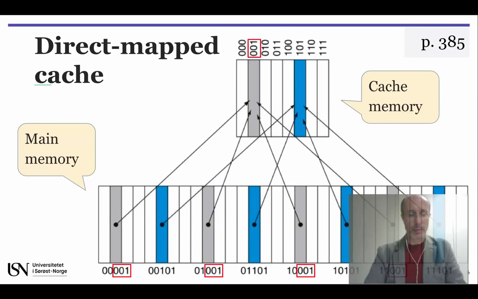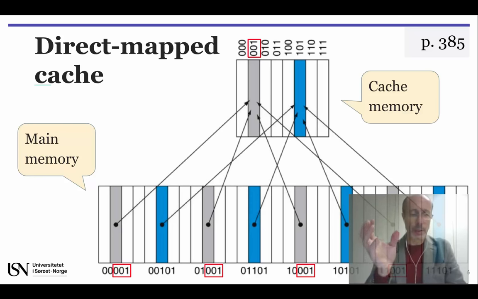Well, here's one possible answer to that question in what is called a direct mapped cache organization. In this case, notice that the three least significant bits in the main memory address are used to define the address of the corresponding cache position. Of course, this means that various main memory positions may be transferred to and from the same cache position as shown here for the gray and blue items.